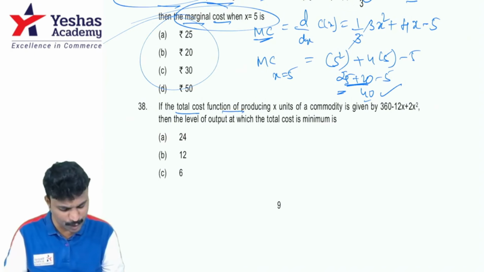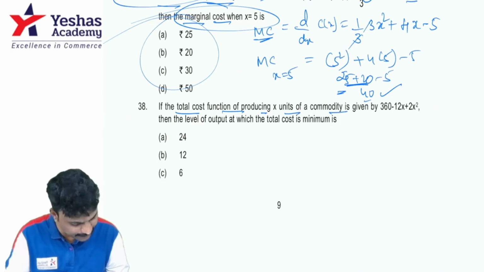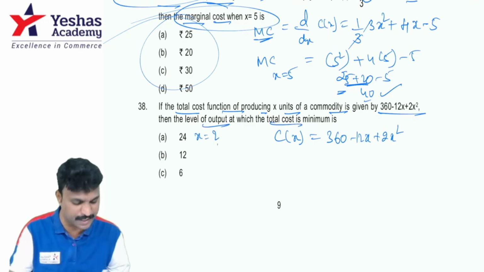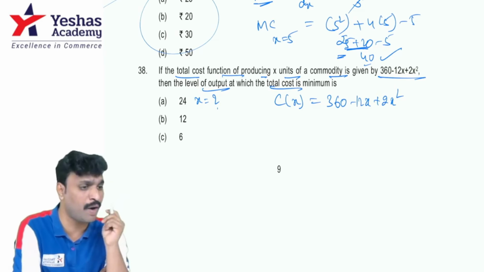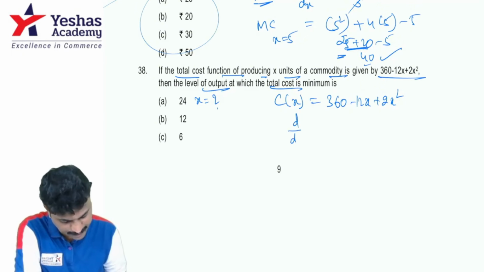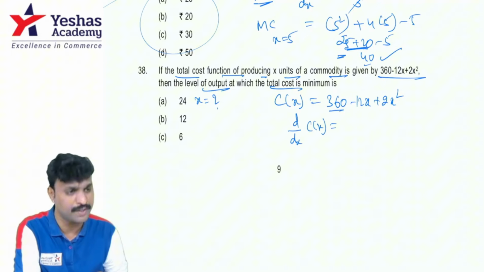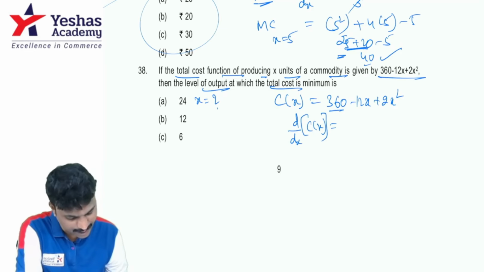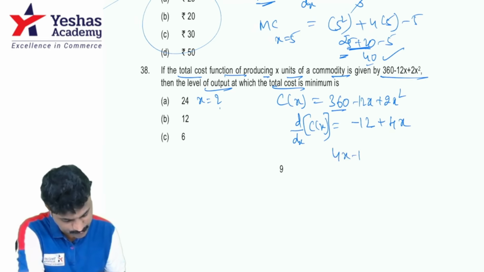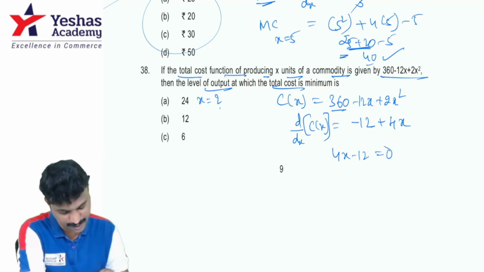If the cost function of producing x units of a commodity is given by, this is cost function C of x, 360 minus 12x plus 2x square, the level of output, that means they're asking the x value at which the cost is minimum. Guys, for maximum or minimum value of the function, cost function, we have to differentiate this. That means d by dx of cost function. If I differentiate 360, I get a 0, correct? And derivative of minus 12x is minus 12. And derivative of 2x square is 4x, isn't it? And I have to equate this 4x minus 12 to 0 to find the value of x.